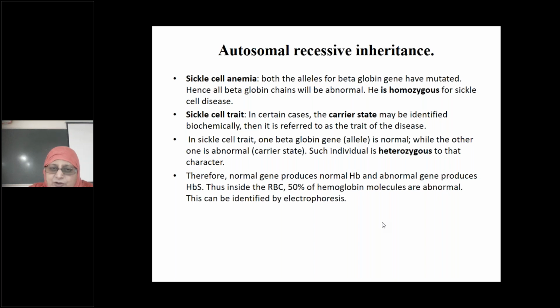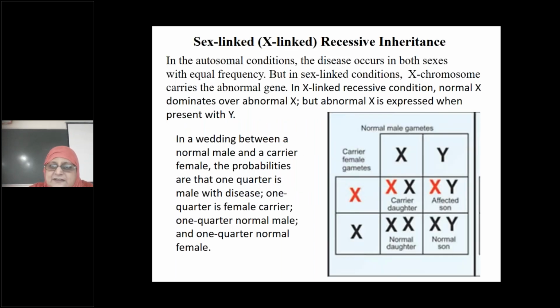Other than autosomal dominant and autosomal recessive inheritance, there is also another type of inheritance that is known as sex-linked or X-linked recessive inheritance. Now in autosomal conditions, what happens? The disease will occur with equal frequency in both the sexes. So both the males as well as the females may be affected with equal frequency. But in sex-linked conditions, the X chromosome will always carry the abnormal gene. So in X-linked recessive condition, the normal X will dominate over the abnormal X. That means if both the X's are present, then the normal one will dominate over the abnormal X. But in case of XY, the abnormal X is expressed when present with Y.